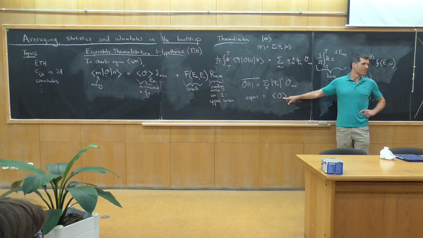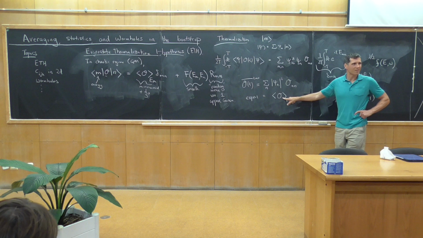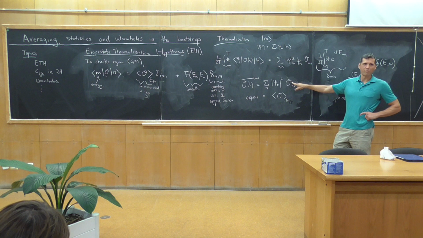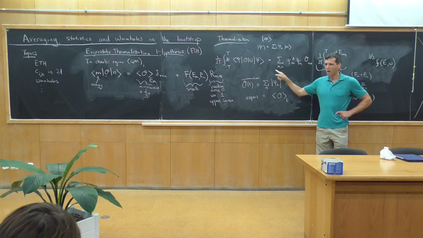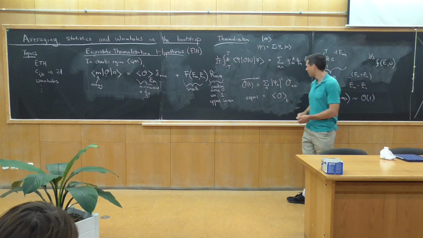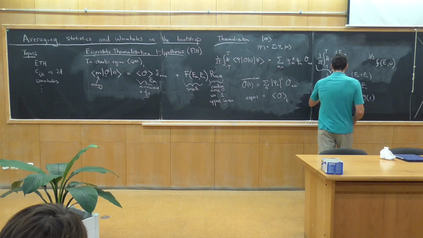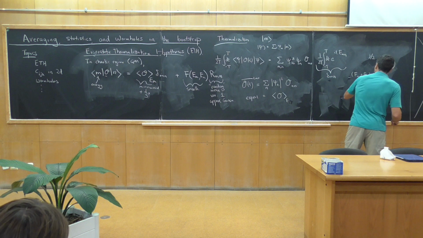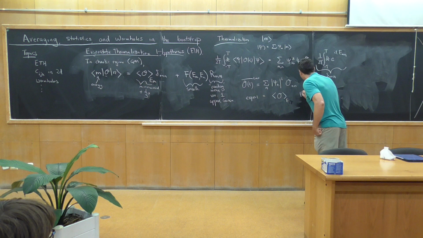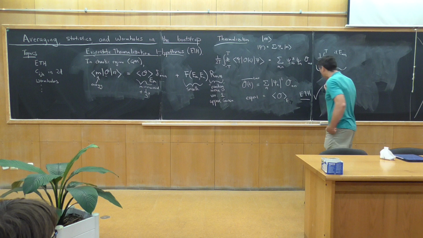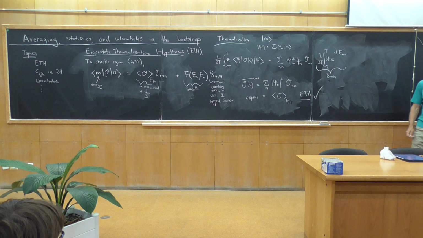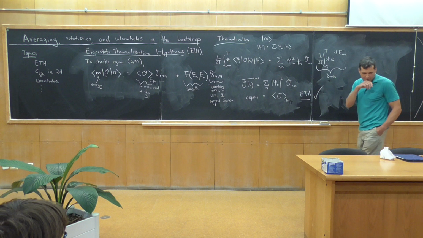That's what ETH says. So if we apply ETH here, it says that this is just given by the expectation value of O, then this term will drop, that'll just come out front, and this will drop out by normalization. So if we apply ETH, then this is true. The time average is equal to what we expect.